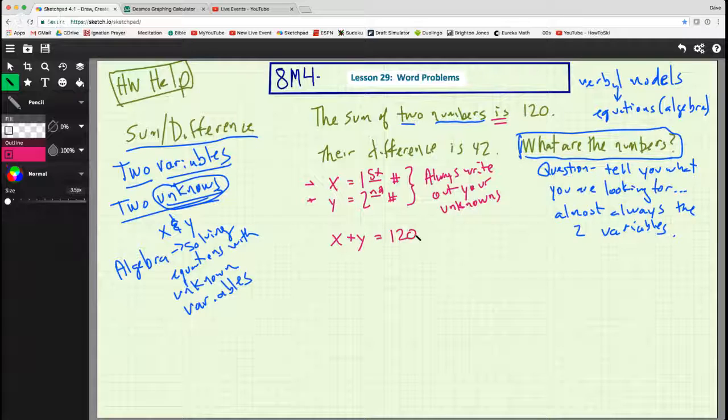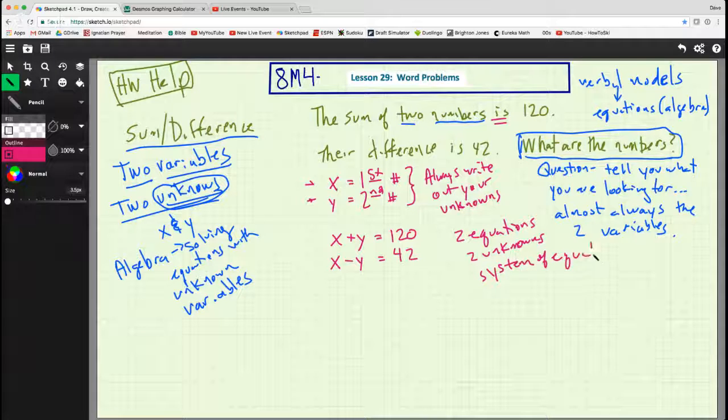Their difference, meaning the two numbers' difference, is 42. So X minus Y equals 42. This is so cool. I now have two equations, two unknowns. It's a system of equations. And I know how to solve those. I can solve it via substitution, but this one looks really neat. What does this look like? This looks like I could use elimination.